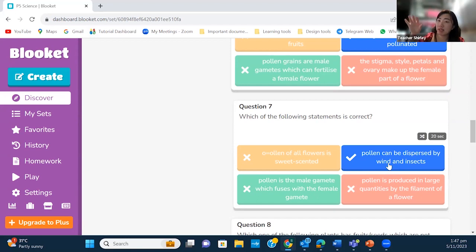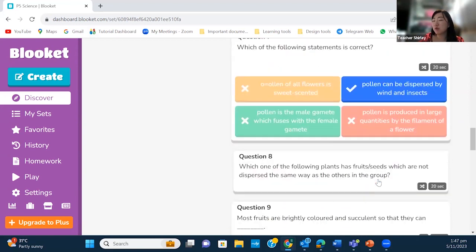The insects like the butterfly, right? The butterfly and the bees, they can fly, and they land on the flower. Then they'll be able to help to disperse the pollen grains of the flowers, okay?